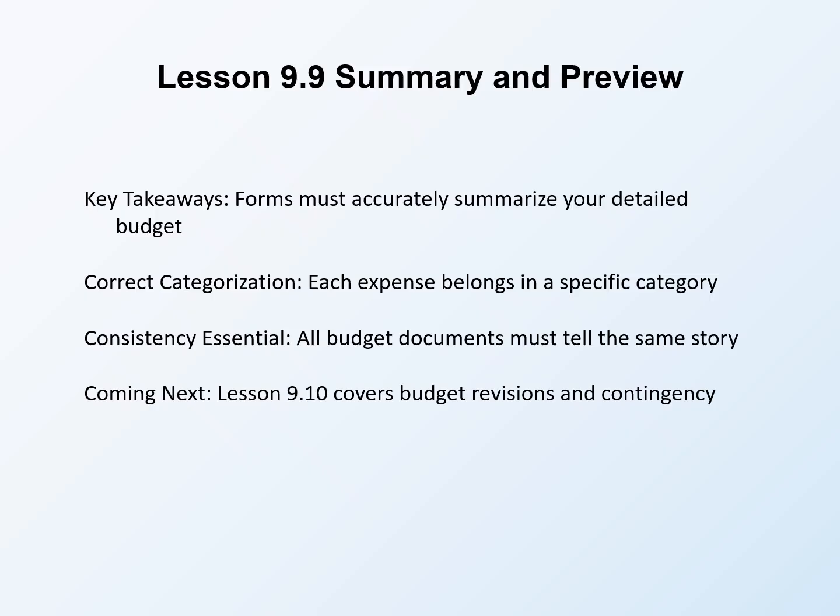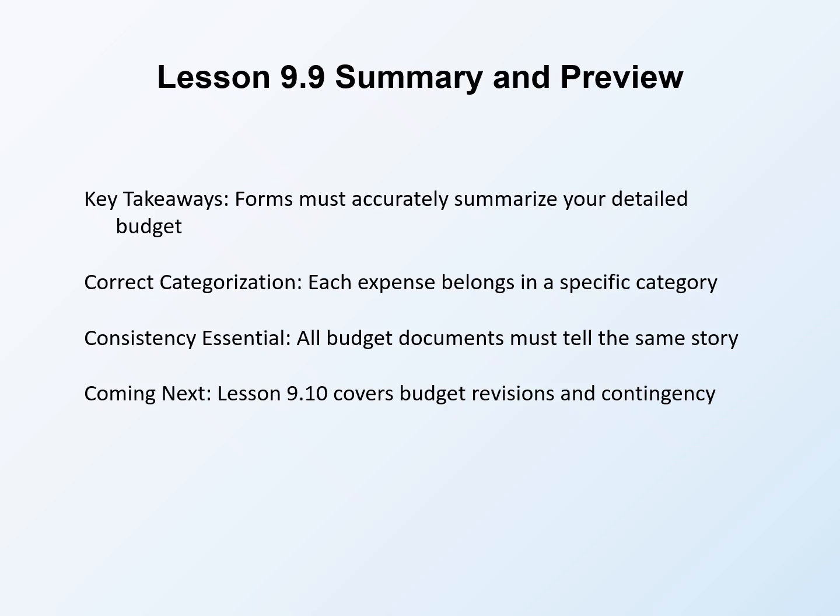Correct categorization places each expense in its proper category. Personnel, fringe, travel, equipment, supplies, contractual, other, and indirect each have specific definitions. Miscategorized expenses misrepresent your budget structure even when totals are correct. Know what belongs in each category.